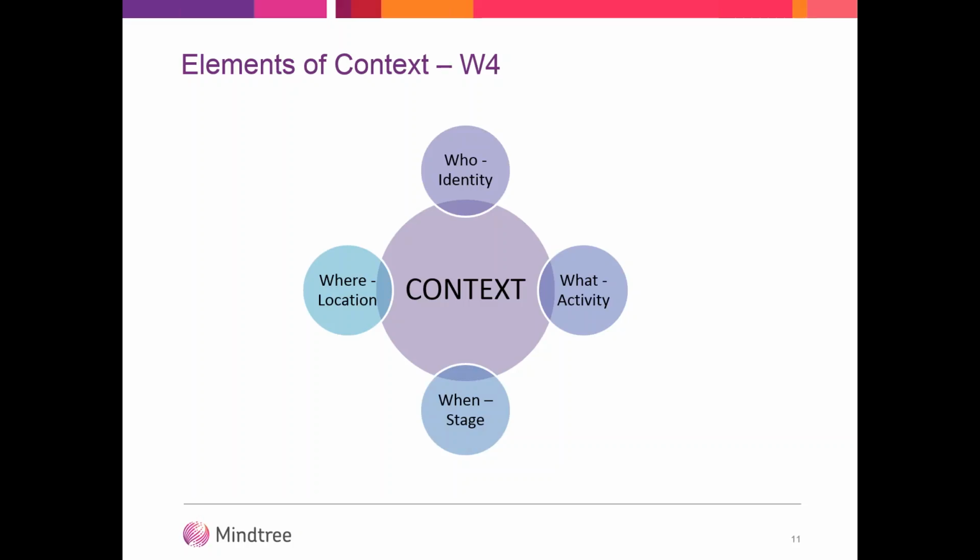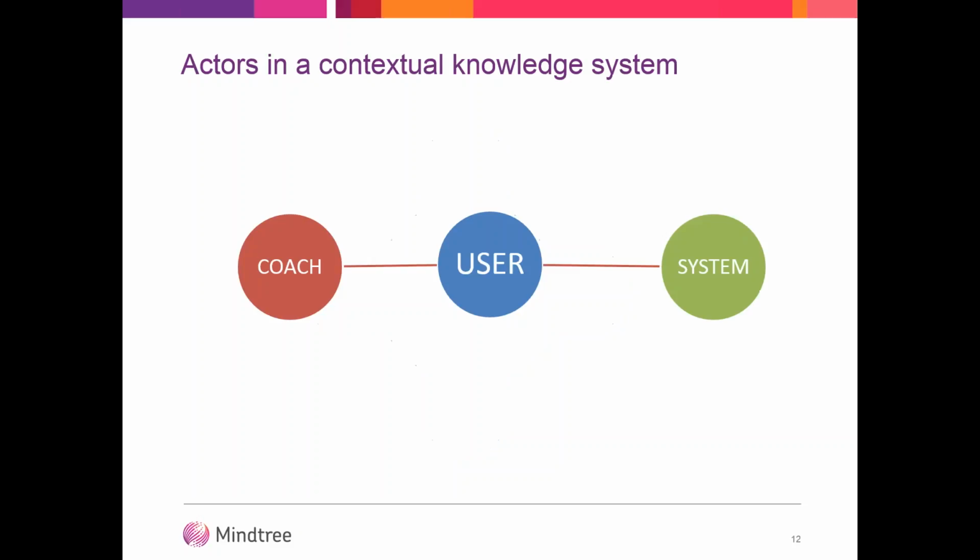So these are the broad elements. Of course, this is a bit of a simplistic model. But the idea is, how can we infer a user's context based on these 4 W's and provide something which is relevant and meaningful to the user? Often that is the aim of contextual systems.